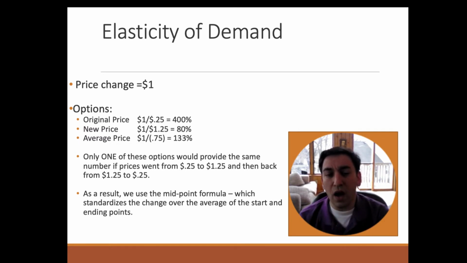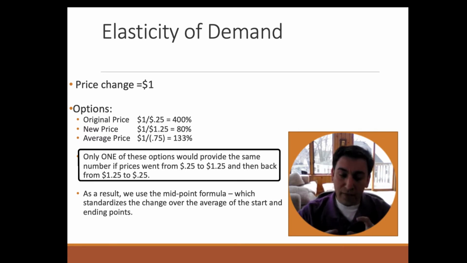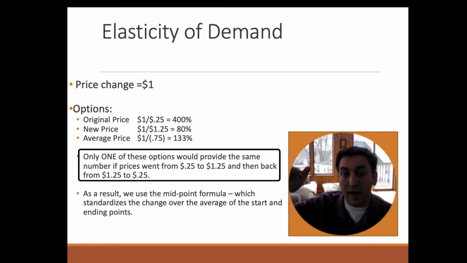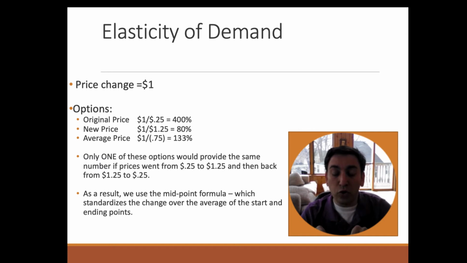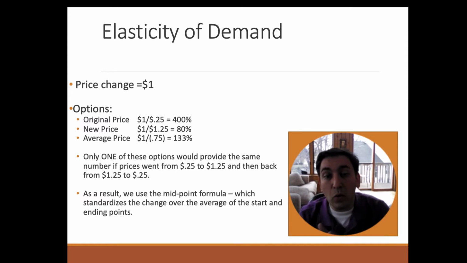Why are we using 133%? Well, only the midpoint formula would give you the same number whether you are going from 25 cents to $1.25 or $1.25 back to 25 cents. By using the midpoint, you're looking at the rate of change relative to what's happening in the middle. Think about it this way. You're driving a car and you go from 50 miles an hour to 100 miles an hour. You have a 100% change in your speed. If you then go from 100 to 50, you now are doing the exact same absolute change of 50 miles an hour, but it's only a 50% change.